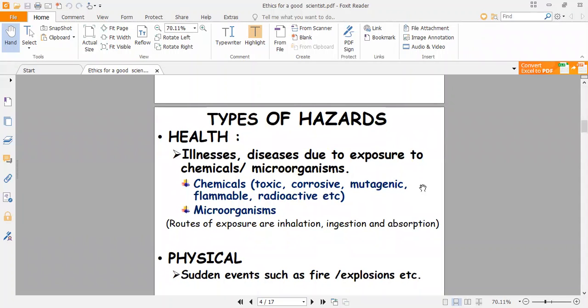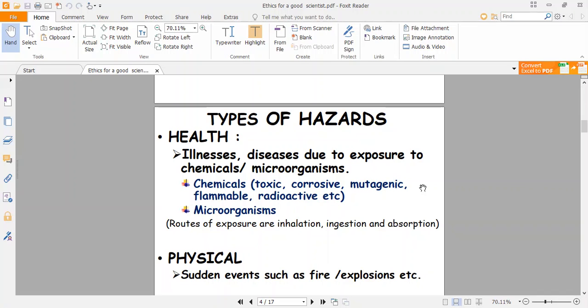There might be health hazards, like if you are working with chemicals, the chemicals can involve different types of hazards. Like some chemicals are toxic, some are corrosive, as well as mutagenic, flammable, and radioactive. And if you are working with some biological organisms, then you have the biohazards. Like microorganisms can be non-pathogenic to very pathogenic.